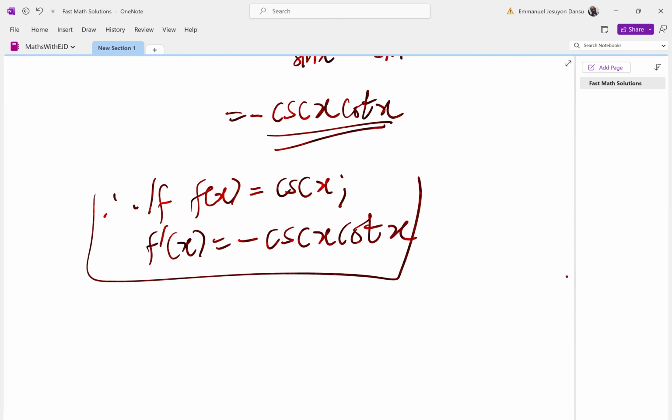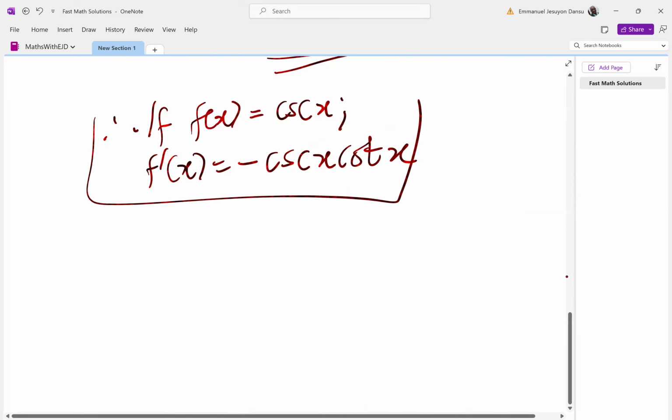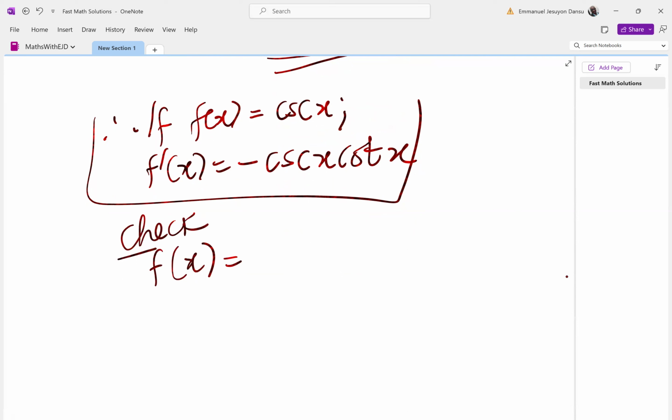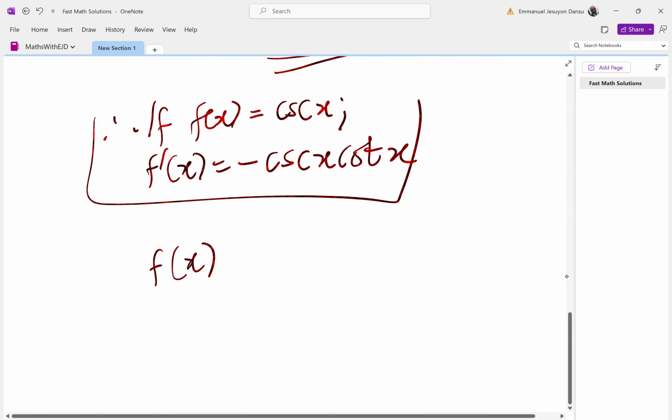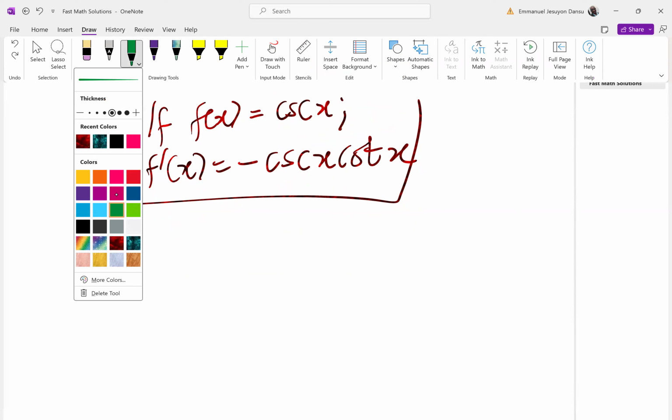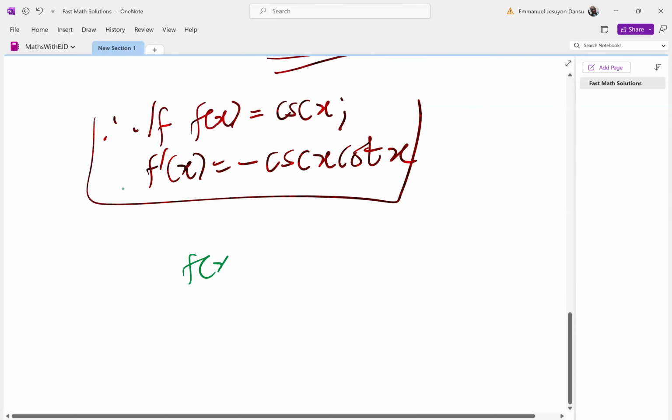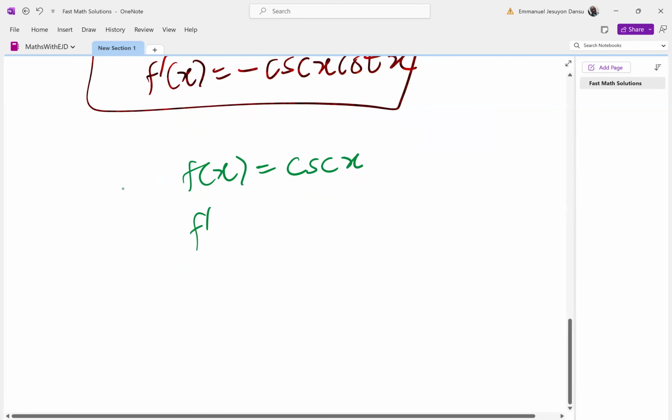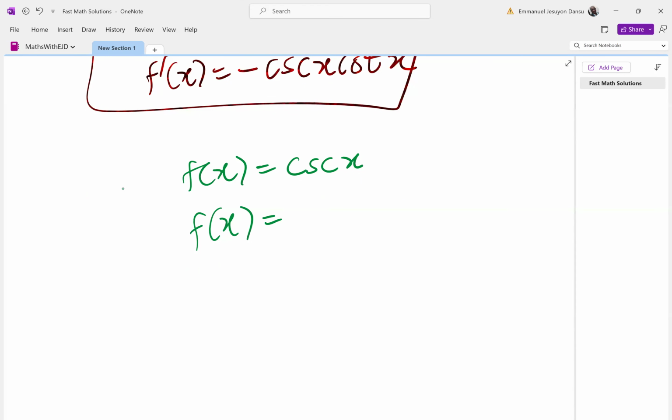Then I have a fast check I always like you to do. So you have f of x equals cosec x. Let me try to change the color to show that it's something totally different. So now you have f of x equal to cosec x, which we agree is the same thing as f of x equals 1 over sine x, which we also agree we can write as sine x all raised to the power of minus 1.